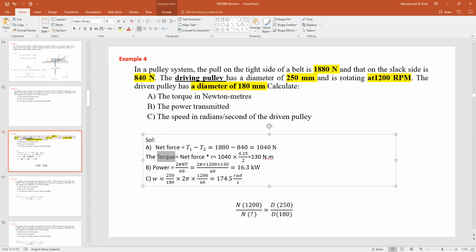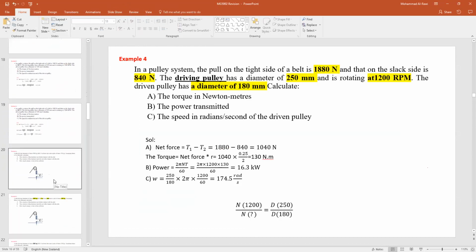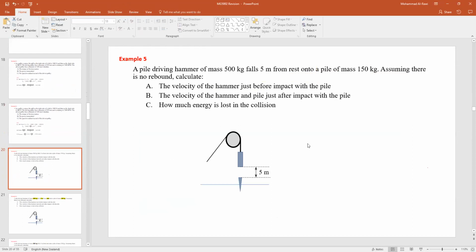Now, since you guys finished this example, let's try something different. Example 5. As I promised, today I want to do as much as I can from examples. I'll give you time to read this example.